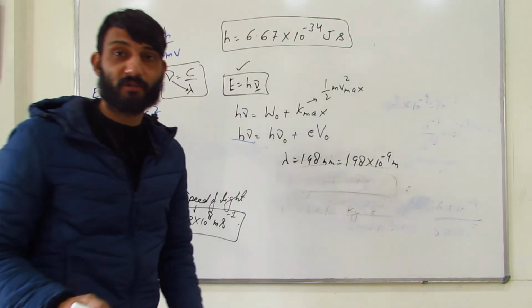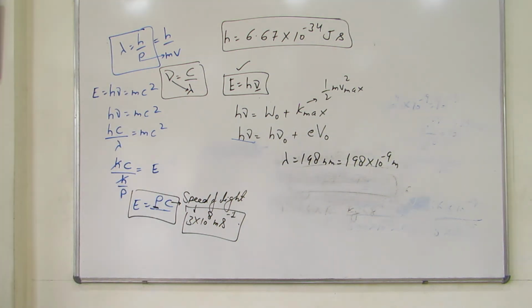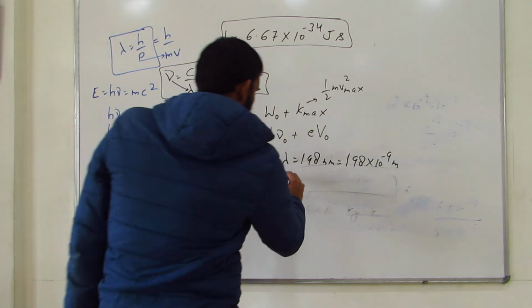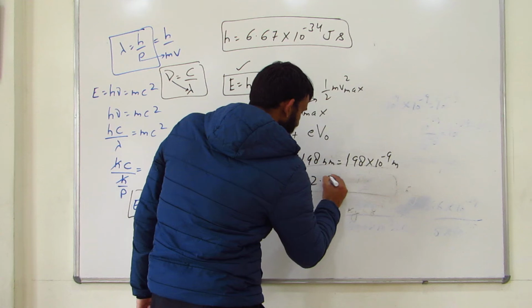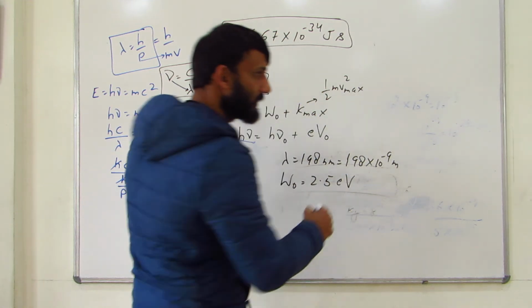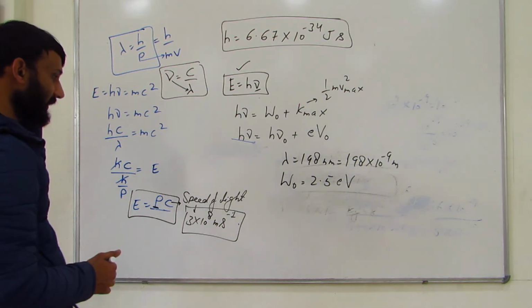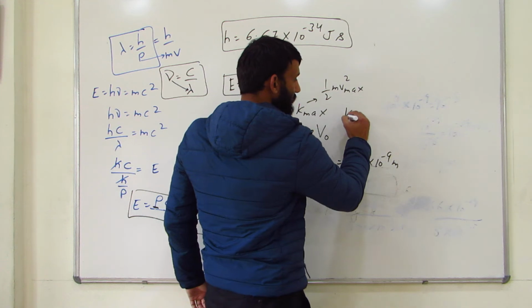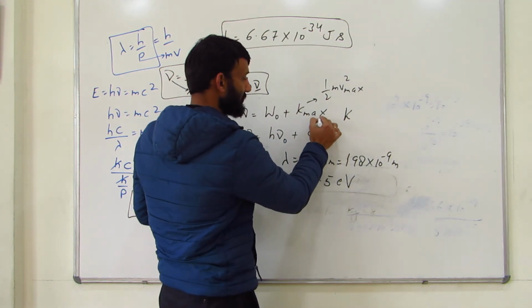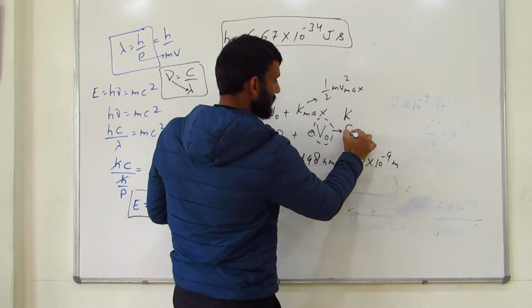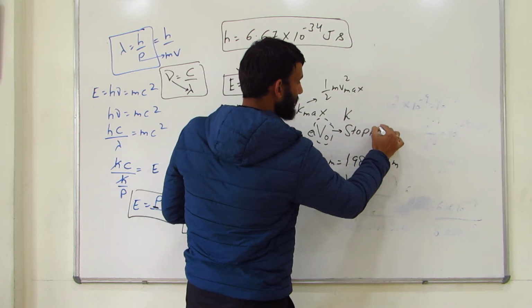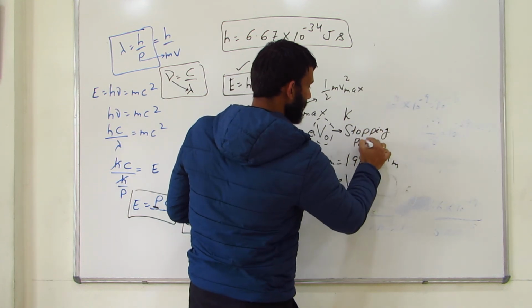You all have to keep on practicing these, only then you will be able to understand. It is incident on a surface of metal whose work function is given as 2.5 eV. Convert this into joule. I know you can do that. Calculate the stopping potential. So stopping potential is nothing, I told you this K max, this is the stopping potential, V naught. V naught is the stopping potential.